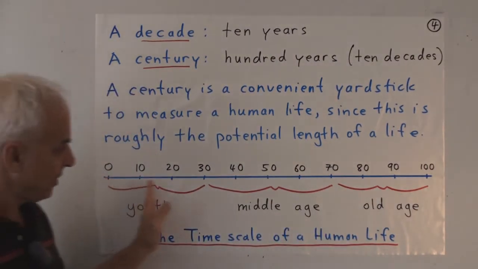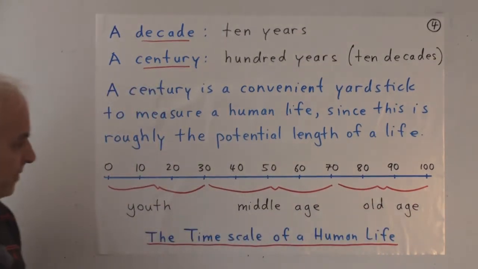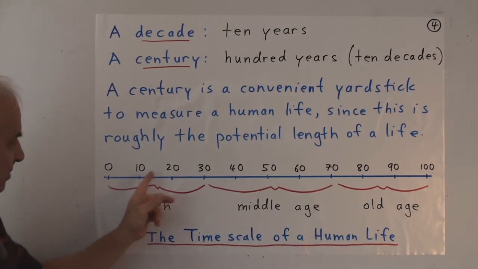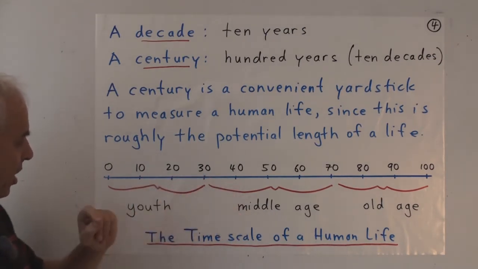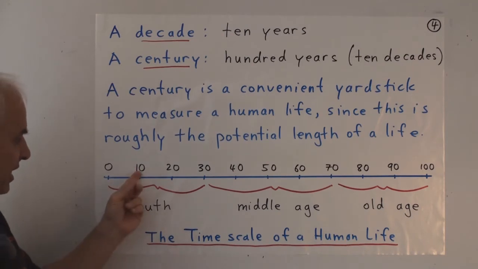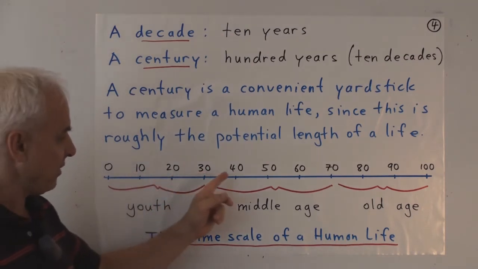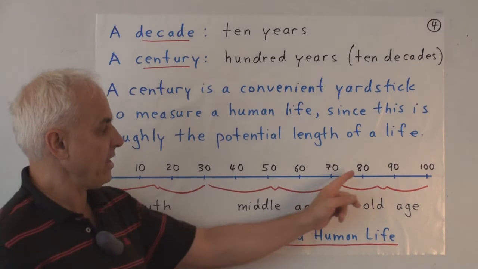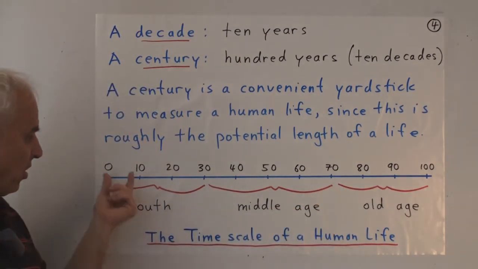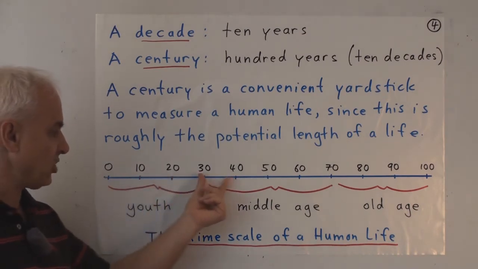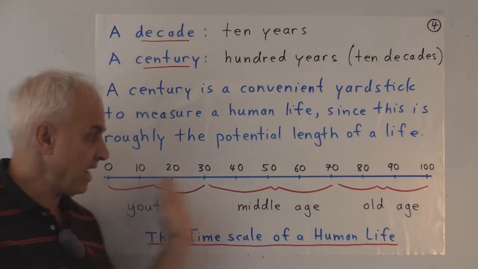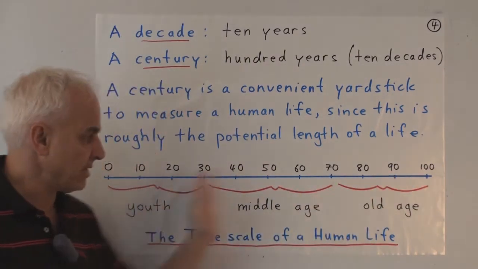So here is a time scale. It's a line drawn with some equally spaced points, and on this we've put some numbers, equally spaced numbers. 10, 20, 30, 40, 50, 60, 70, 80, 90, 100. These are all separated by 10 each. So this is a decade, that's a decade, that's a decade, and the 10 decades make up a century. That's a century.